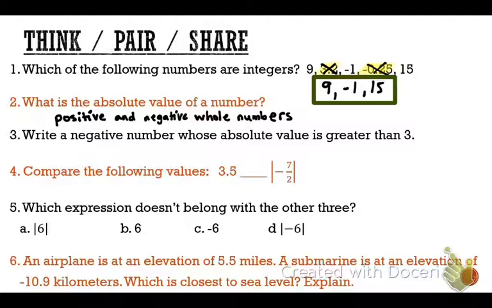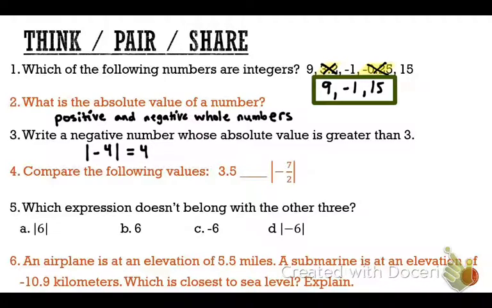For this one, it says write a negative number whose absolute value is greater than 3. So she gave me -4. Let's see this. If I have the absolute value of -4, what would that be? 4. Is that greater than 3? Excellent one. Okay, who's got another one? Thomas. -5. -5, because the absolute value of -5 would be 5, and that is greater than 3.